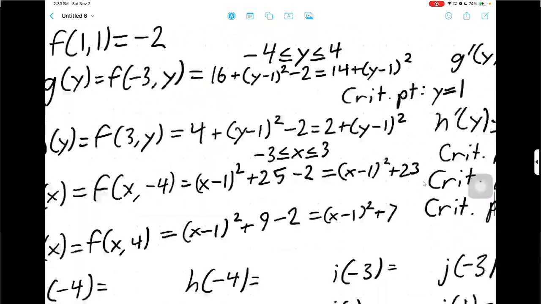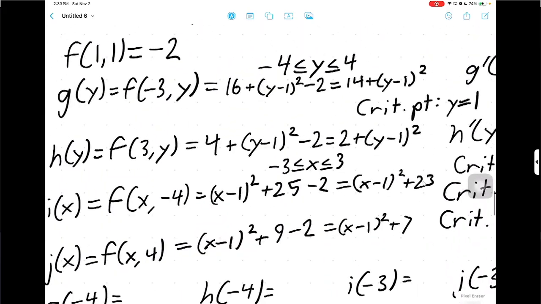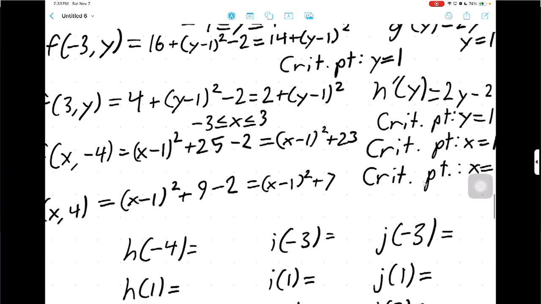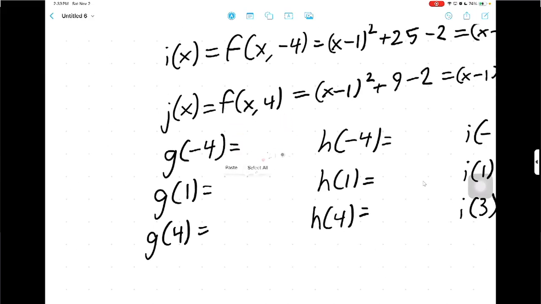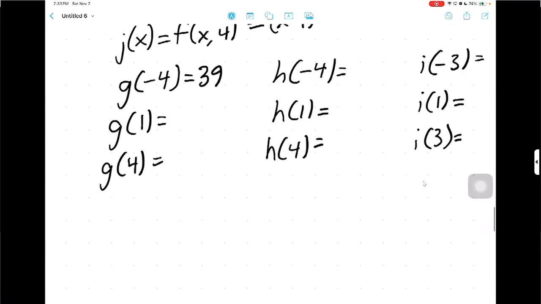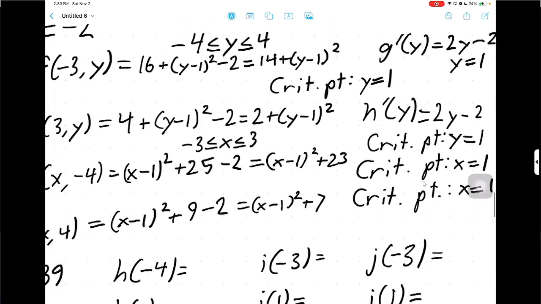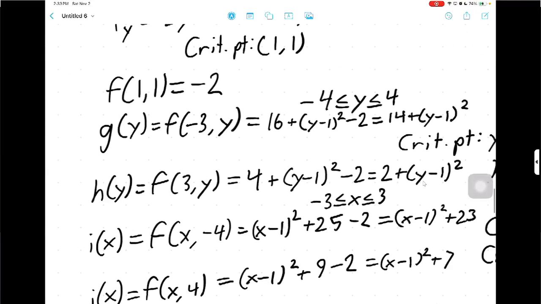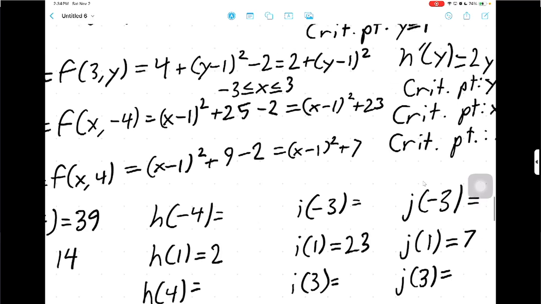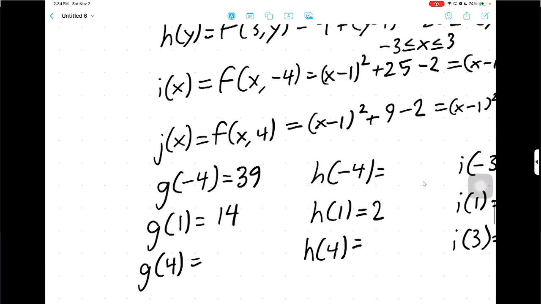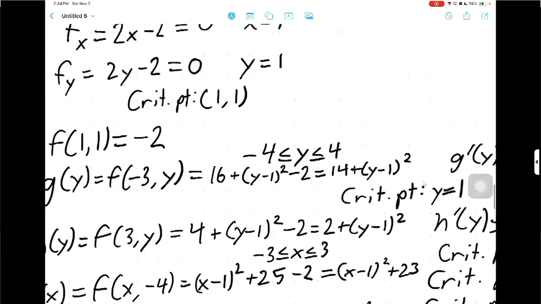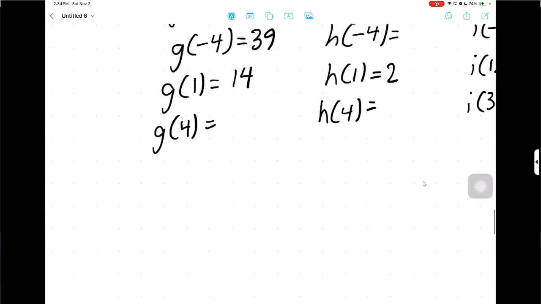G of -4, square of -4, which is going to be 14 plus 25. That's going to be 39. Right? G of 1 is 14. And actually, I can just copy paste the H's too. H will give me 2, 23, and 7. And then G of 4 is going to be 23.